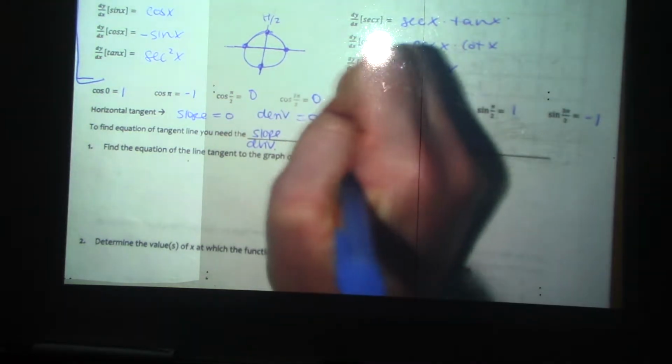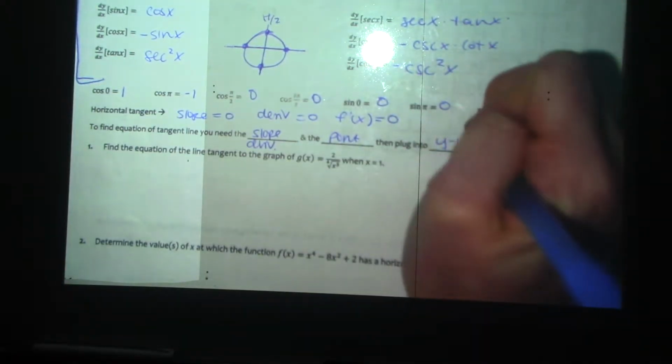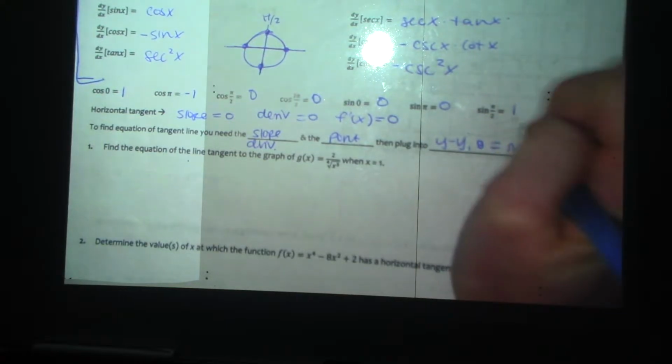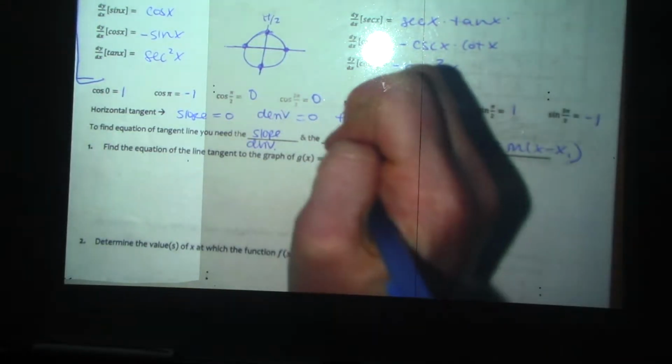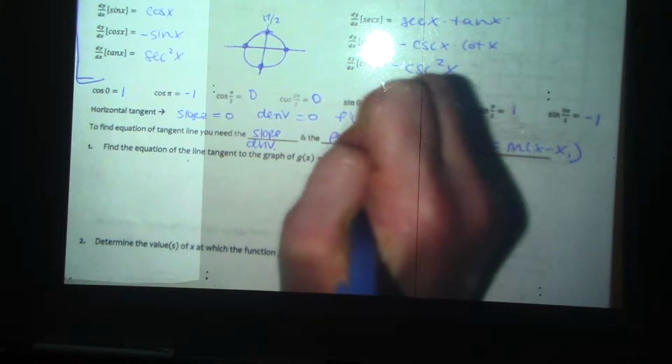To find the equation for a tangent line, you need to have the slope, which is just the derivative at that point. And you need to have a point, because you're going to plug into y minus y1 equals m times x minus x1, like this. And to find the point, that means just basically plug in, so you have x, y.